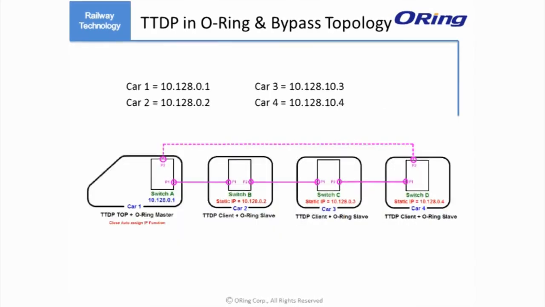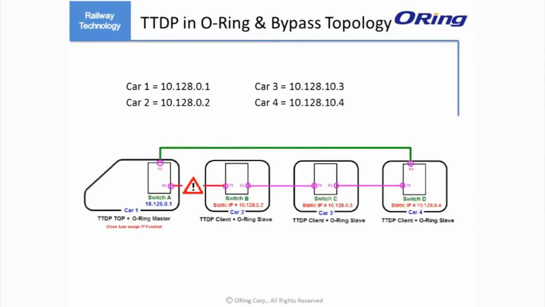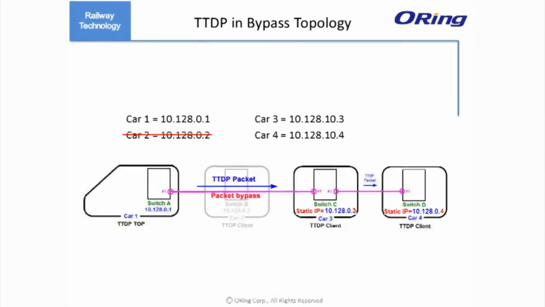These settings will ensure the IP address of each switch in a ring or bypass topology remains the same during operation. In this way, when the master link is down and the redundant link is enabled, the head train switch will not reassign an IP address for other onboard switches. All switches will continue to use the same IP address until TTDP is enabled at the next train arrangement. And the switches in a bypass structure will also continue to use the same IP addresses when an inline device fails.